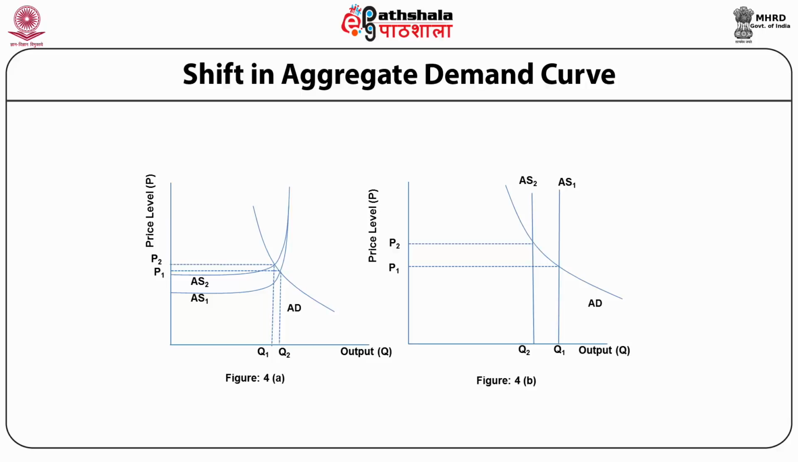Nonetheless, improvement in technology and increase in labor productivity often shift the AS curve towards the right in the long run. Therefore, long run shift in the AS curve often tends to lower prices and increase output.